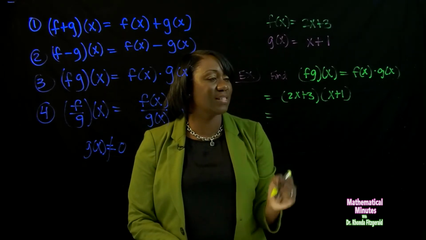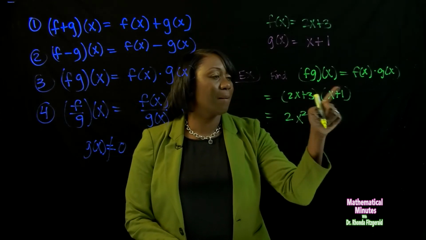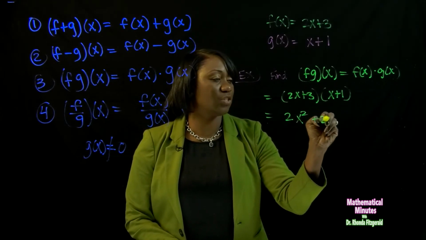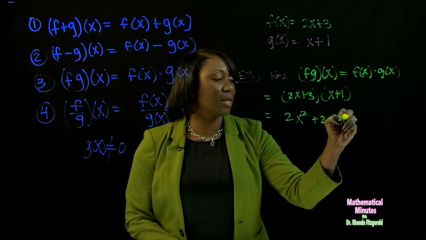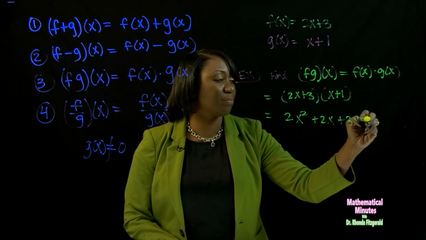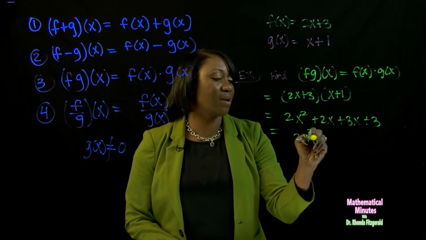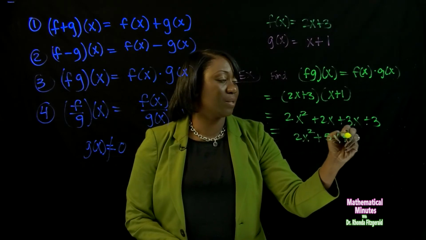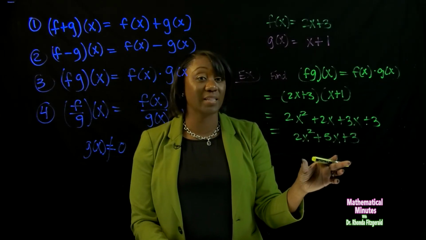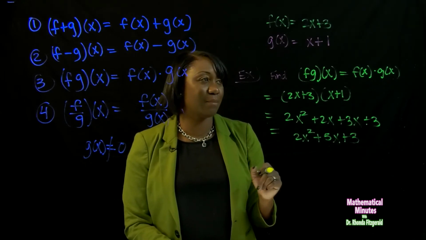And so when I FOIL this out, we end up with 2x squared. My outer gives me plus 2x. My inner is plus 3x. And my last gives me plus 3. And so when I simplify this, we have 2x squared plus 5x plus 3. So that's the product, f times g of x.